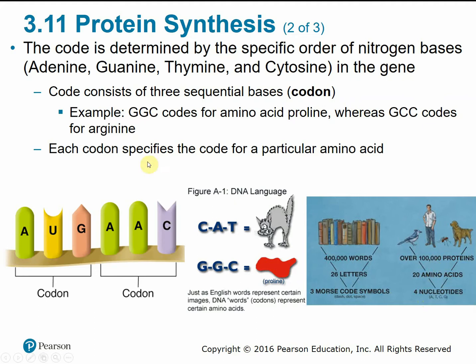So just like our words represent certain images, these DNA words or codons represent certain amino acids. So CAT to us would just mean cat. GGC to DNA means proline.